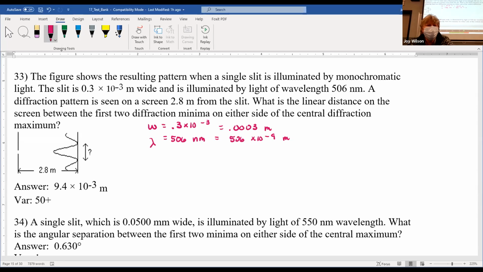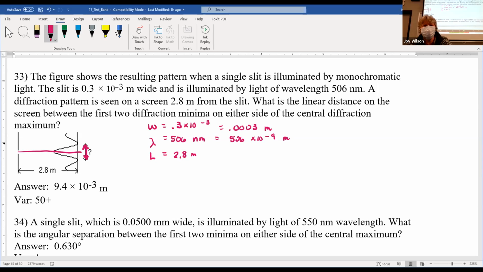The diffraction pattern seen on the screen is 2.8 meters from the slit. So that's our L value, 2.8 meters. What is the linear distance on the screen between the first two diffraction minima on either side of the central diffraction max? So what they just asked you is, how wide is the central bright maximum? So we have a formula for that.